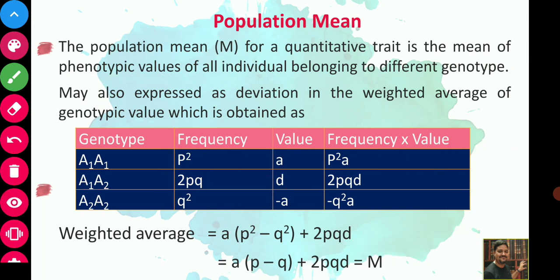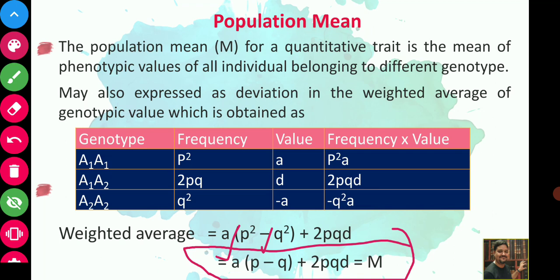So finally you have to remember the formula for population mean. Population mean M is equal to A into p minus q plus 2pqd. What is A? A is the genotypic value of the dominant genotype. p is the frequency of the dominant allele, q is the frequency of the recessive allele, and d is the dominance deviation. So this is how we can find the population mean of a population having different genotypes.